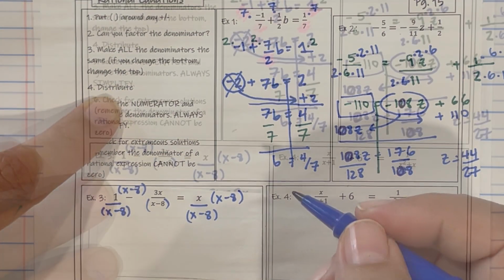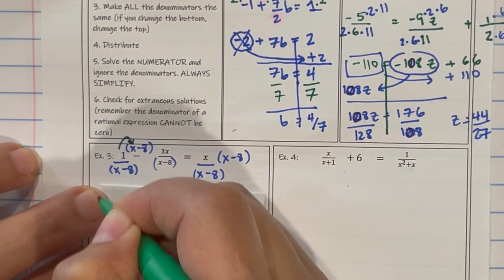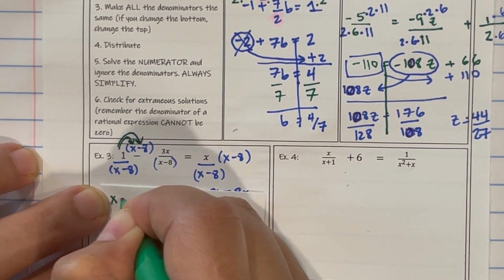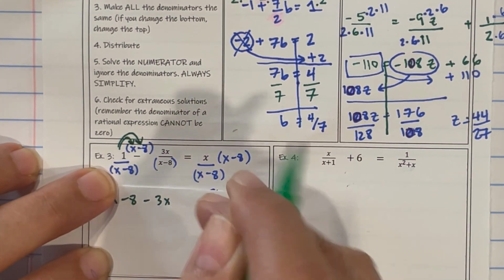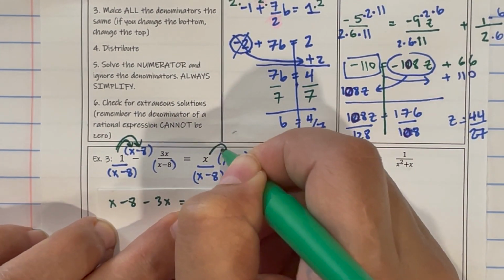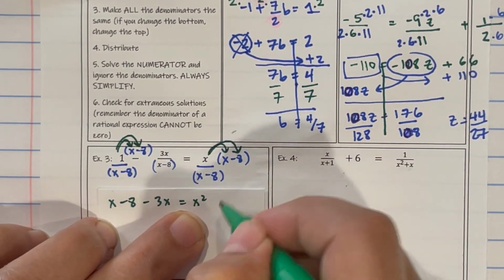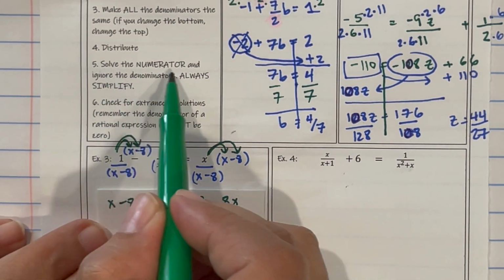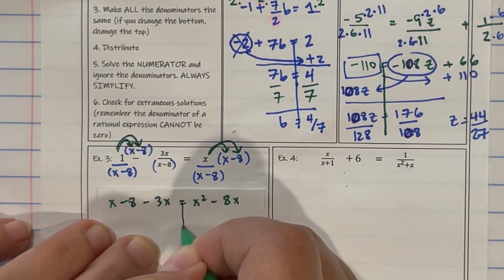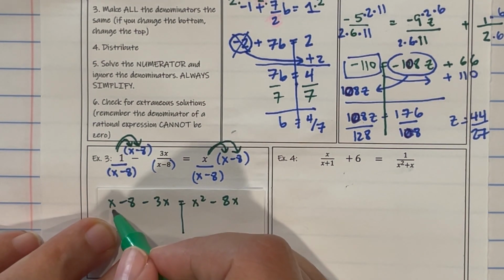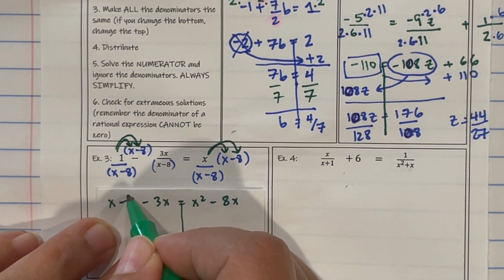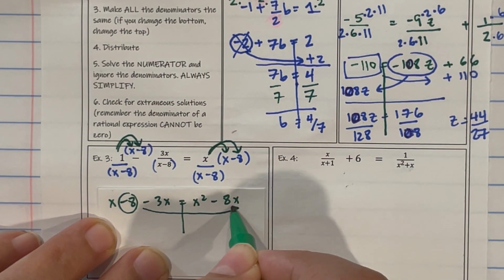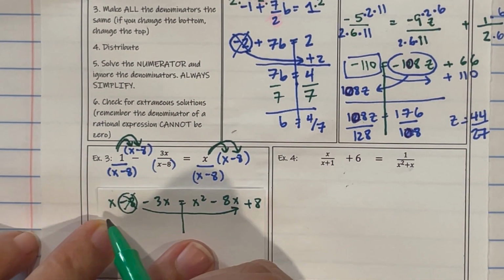All right, then go ahead and distribute. So 1 times x is x. 1 times negative 8 is negative 8. Minus 3x equals x times x is x squared. x times negative 8 is negative 8x. You're going to ignore the denominator, and then always simplify. So let's take everything to the right-hand side. We're going to start off with negative 8. Remember, it crosses the equal sign. It becomes positive. All right, that's gone.